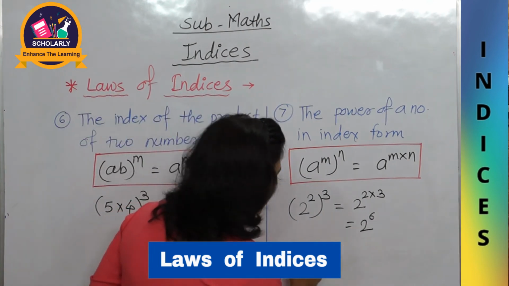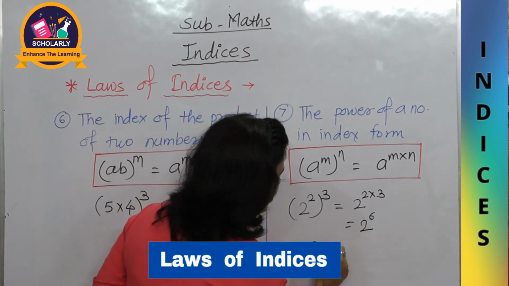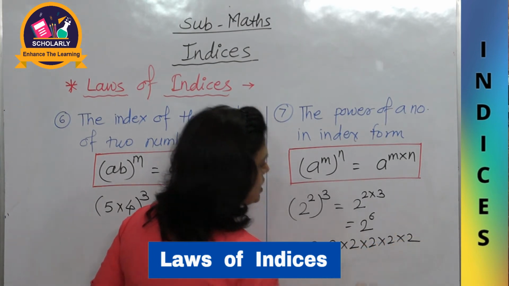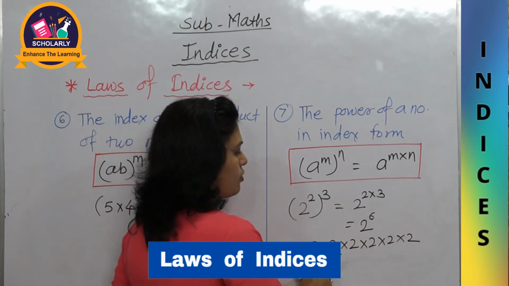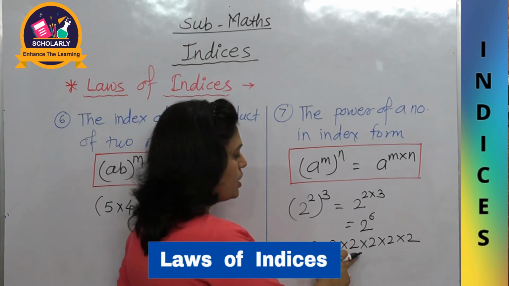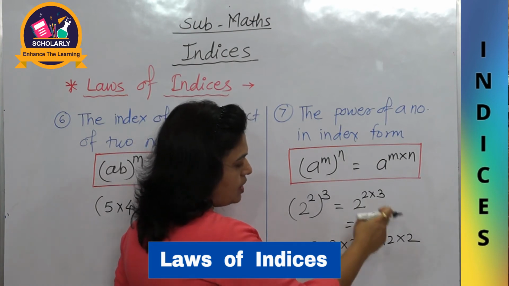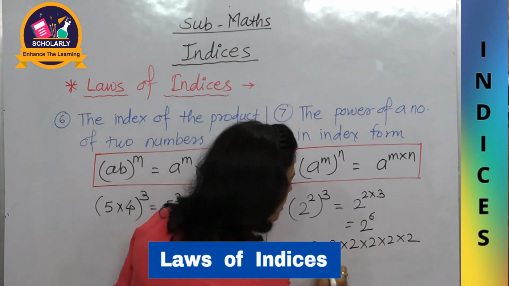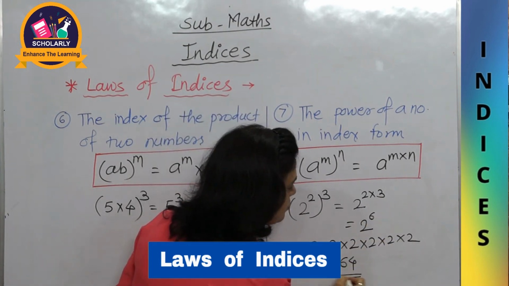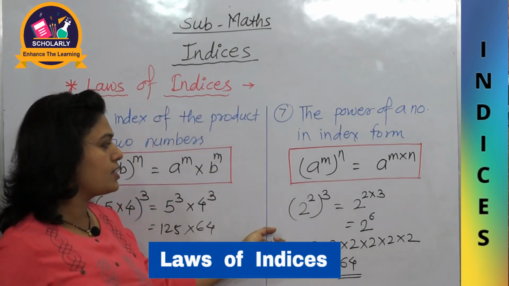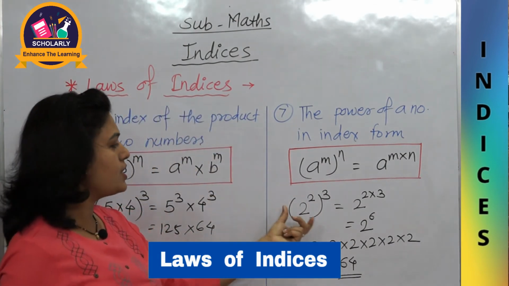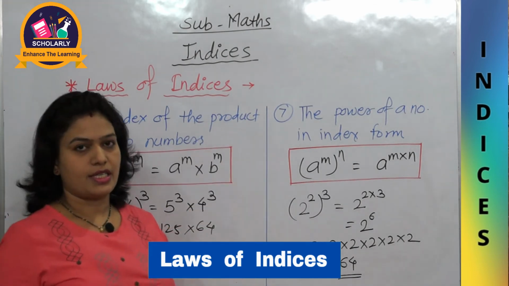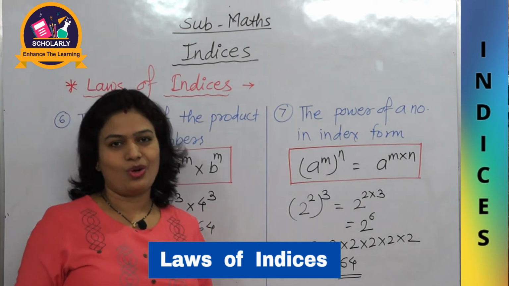So the value of this 2 raised to 6, 2 into 2 into 2, 2 into 2 into 2, 6 times 2, 2 2s are 4, 4 2s are 8, 8 2s are 16, 16 2s are 32, and 32 2s are 64. 64 is the answer or the simple form of this example. So this is the seventh law of indices. Let's see the next law.